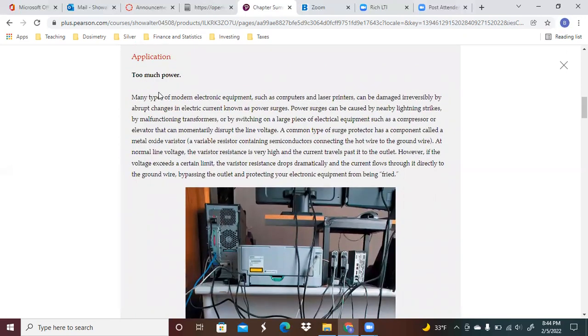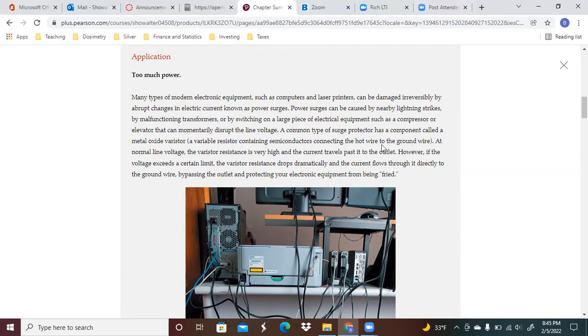Here's a description of application of too much power. Modern electronic equipment can be damaged irreversibly by abrupt changes in electric current, known as power surges. It's caused by nearby lightning strikes, by malfunctioning transformers, or by switching on a large piece of electrical equipment, such as a compressor or elevator, that can momentarily disrupt the line voltage.